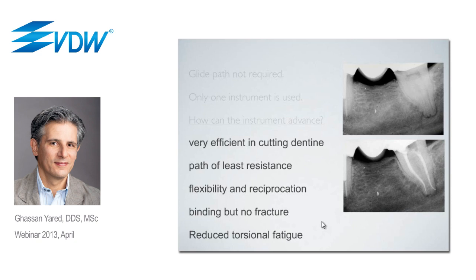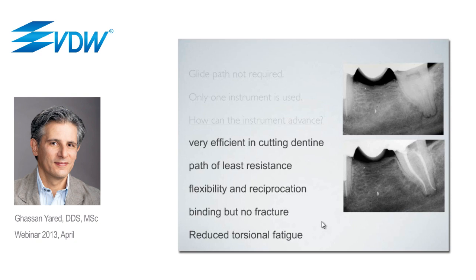So the Reciproc instrument is very efficient in cutting dentine. So we place it at the orifice of the canal. It will start cutting in the canal. It will follow the path of least resistance, which is the canal. Now, no matter how calcified the canal is, it will still be less resistant than the surrounding dentine. So an instrument that cuts very well, where will it go? It will follow the path of least resistance.